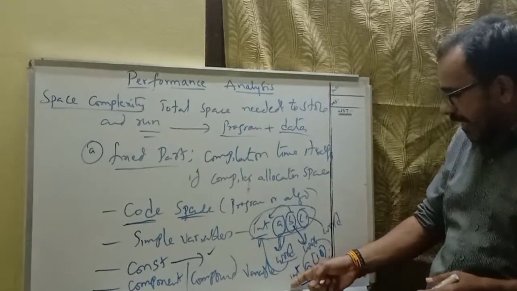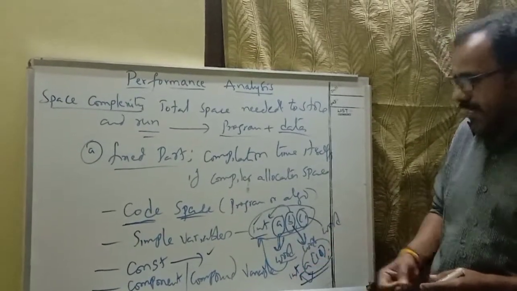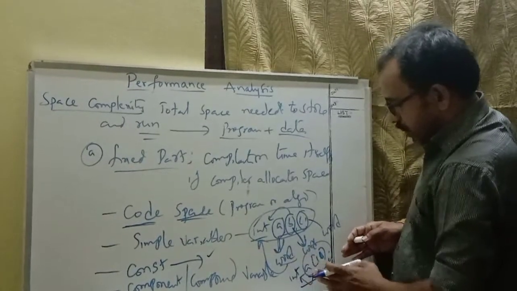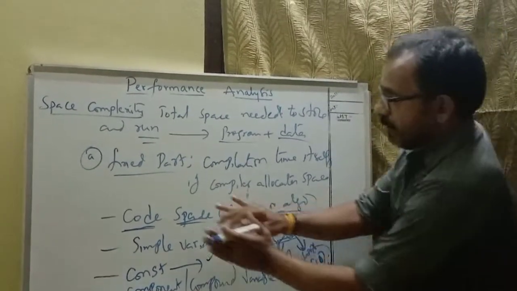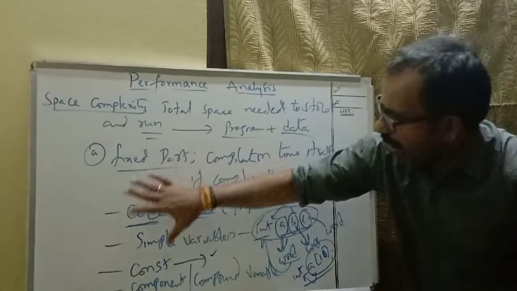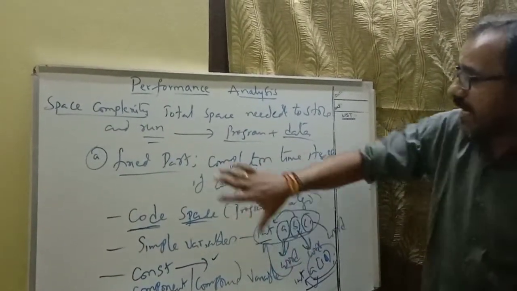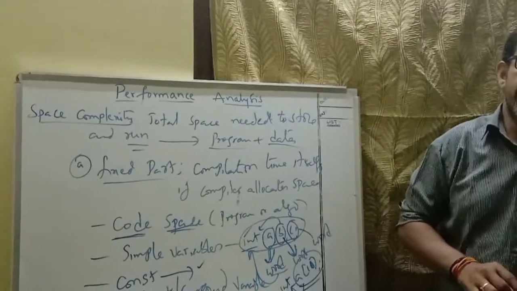If you write character char a of 10, then each character size is 1 byte. So like that, component and compound variables whose size is fixed also come under the fixed part, because if we observe all these items, the space required for those items is allocated at compilation time itself.